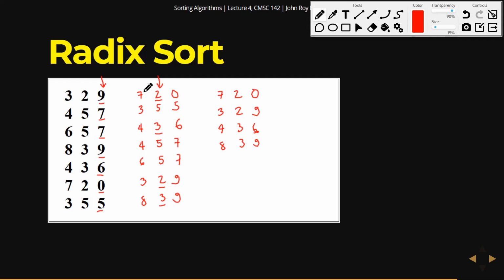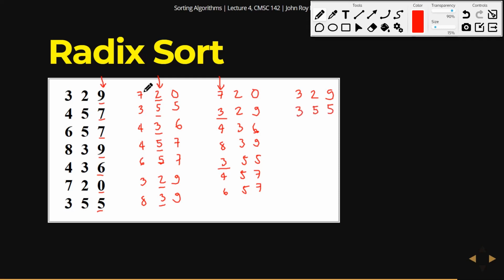Okay, after that would be all 5s. So 355, 457 and 657. Again, because it's a stable sorting algorithm, we should follow the original order if there are ties. So 355, 457, 657, it's the same order. And then finally, we'll sort by the most significant digit, which is the hundreds in this case. The first one would be 3, right? There are two 3s, so we'll follow the original order, 329 and 355.